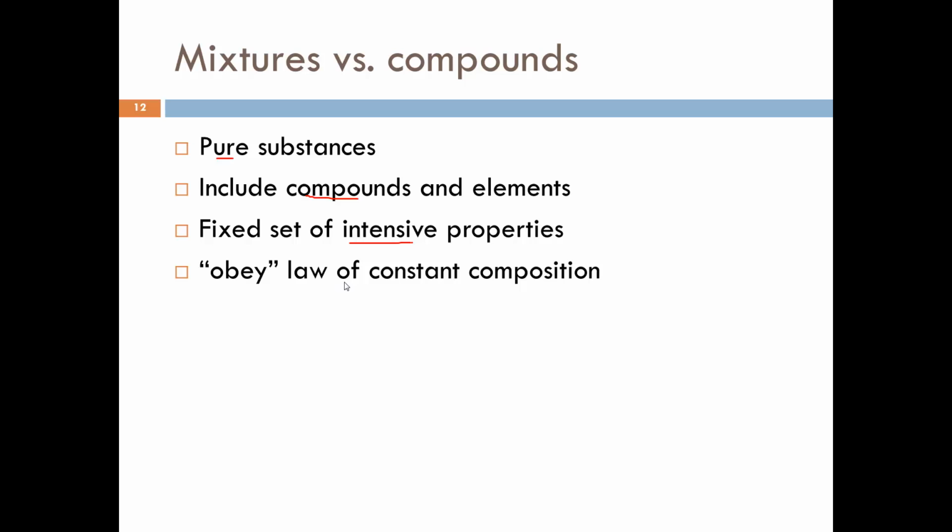What that means is that if we have C2H6, this particular compound, which is ethane, will always have 2 carbons and 6 hydrogens. Once that composition changes, it's no longer that compound. It's a new compound.